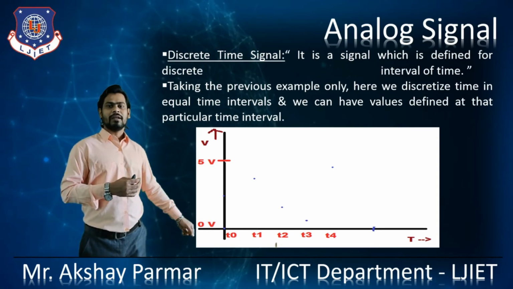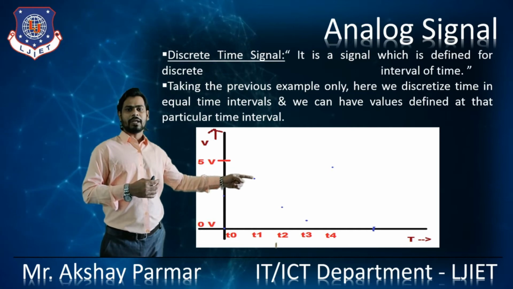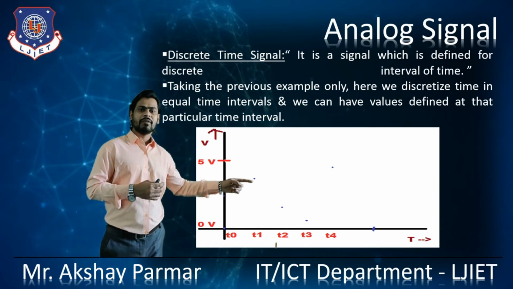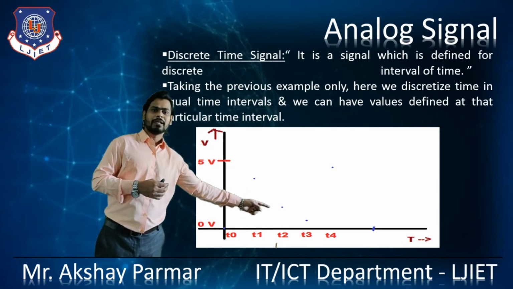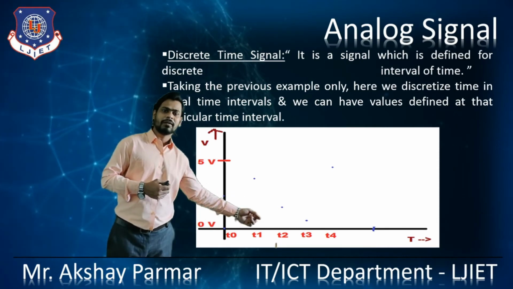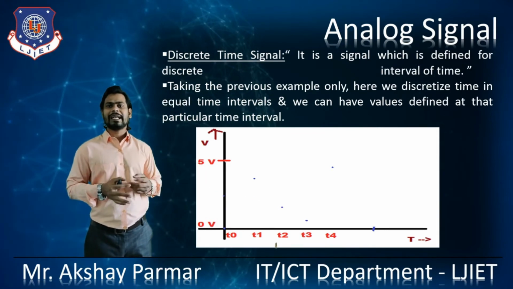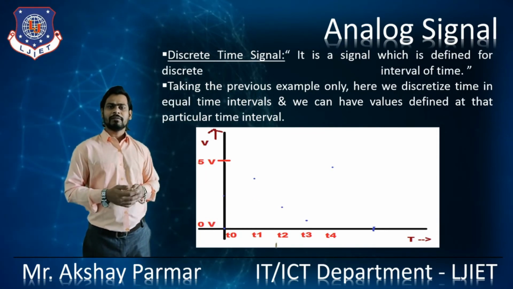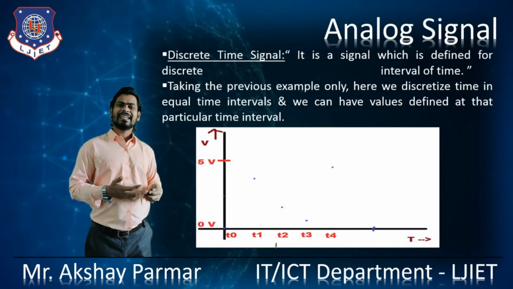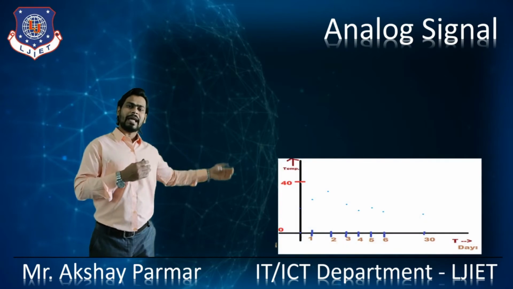As you can see, at time t1 you get the measurement at this point. After that, at time t2 you get the measured value at this particular point. So this is how discrete time signals are measured. Here we discretize only the time.